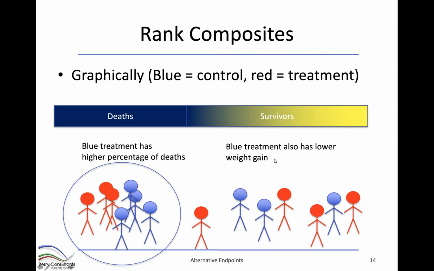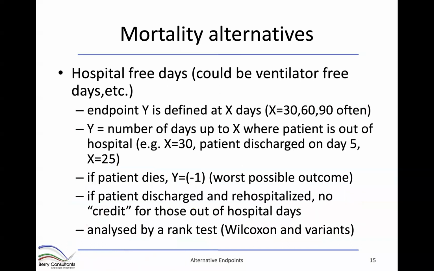Now, it's possible that the deaths go one way and the survivors go the other, but often that just doesn't make scientific sense. If it does, you might want to consider something different. So that would be a rank composite endpoint.